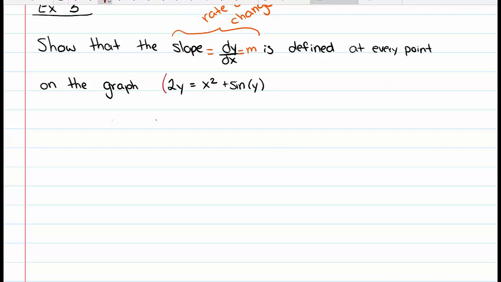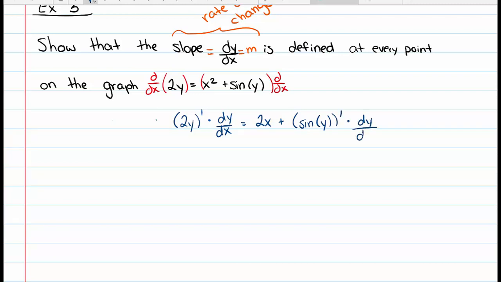So I'm going to go ahead and take the derivative of both sides. I'm going to write it out like the chain rule. It becomes the derivative of the inside times the derivative of the inner piece. So this becomes 2 times dy dx equals the derivative of x squared, which is just 2x, plus the derivative of sine times dy dx. Right? It's the derivative of that inside piece. Again, the derivative of 2y times the derivative of the inside piece. So the derivative of 2y is simply 2. So this is 2 dy dx equals 2x plus cosine of y dy dx.